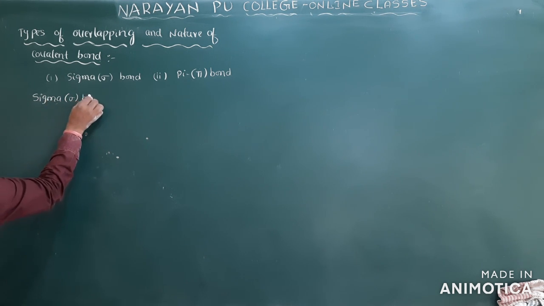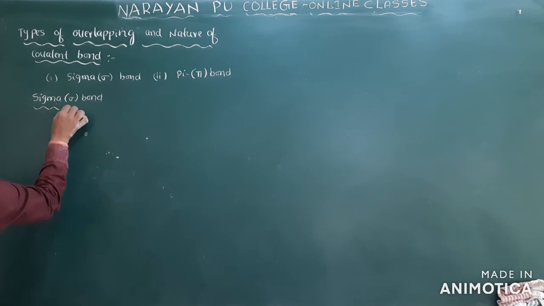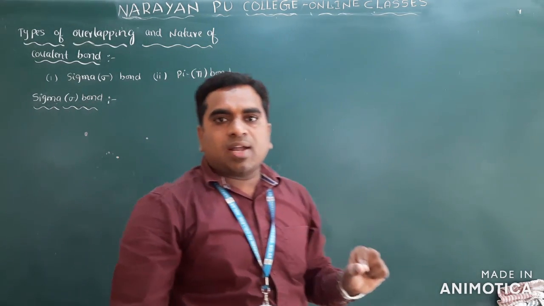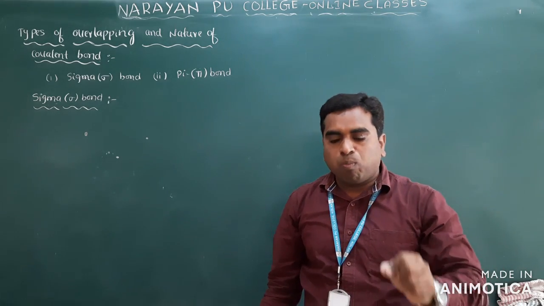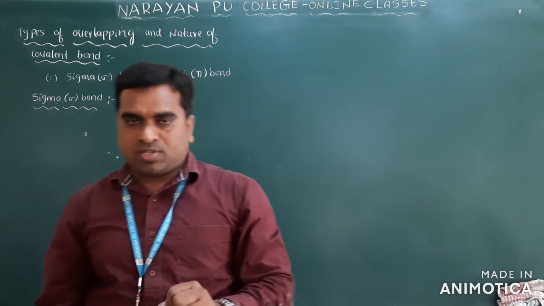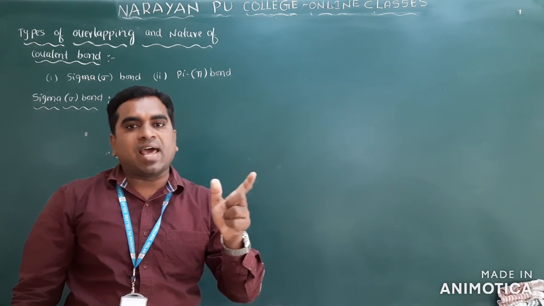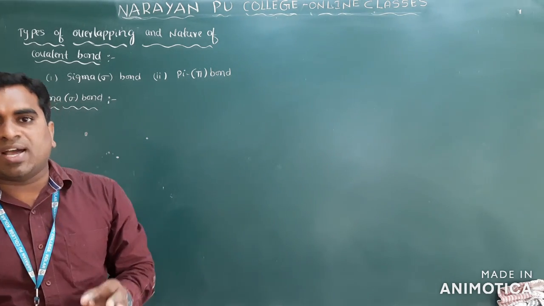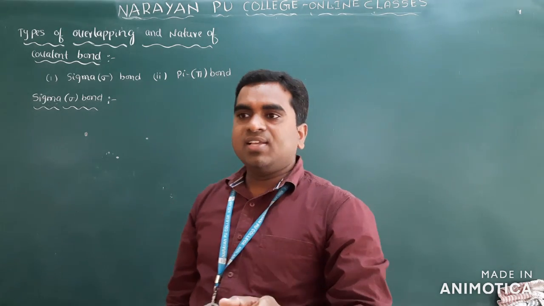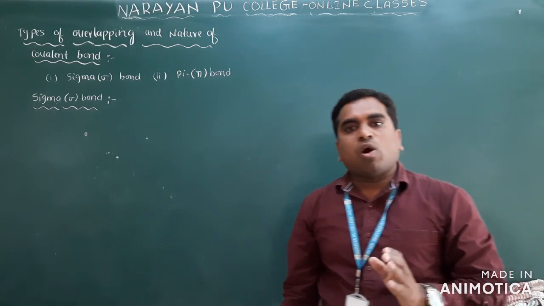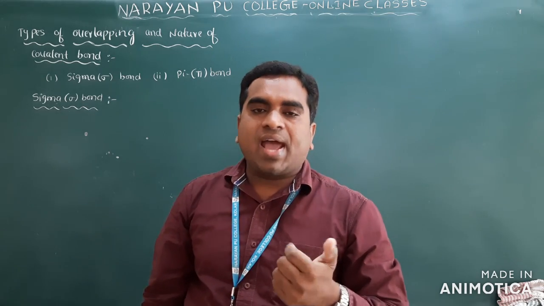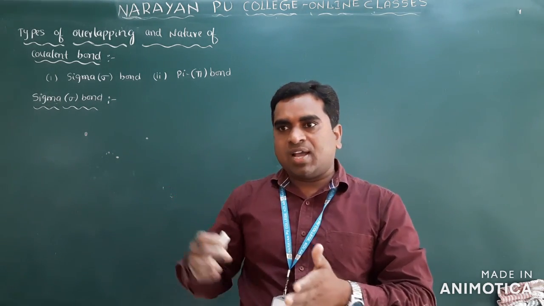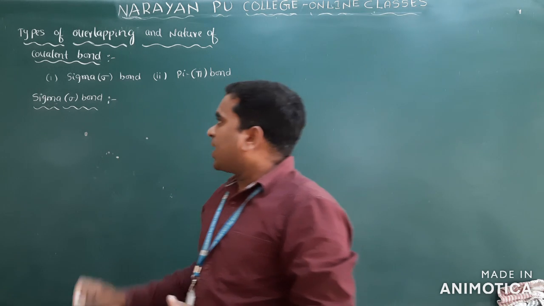Sigma bond. This type of covalent bond is formed by end-to-end or head-on overlapping of bonded orbitals along the internuclear axis. This can also be called head-on overlapping or axial overlapping. And this sigma bond can be formed in 3 ways, and we will discuss how.